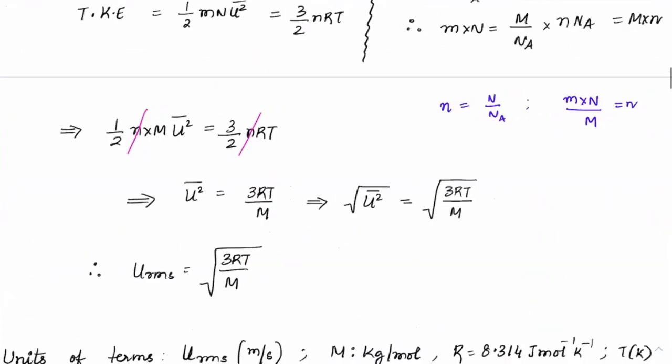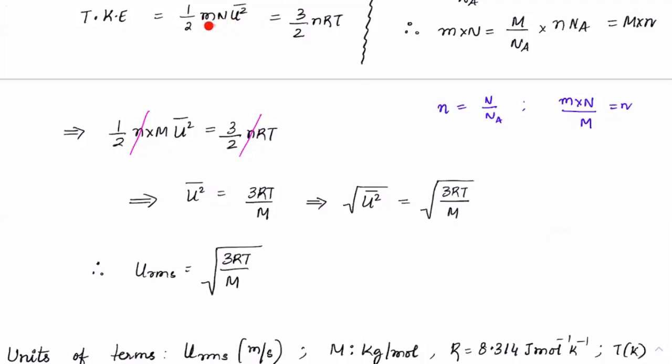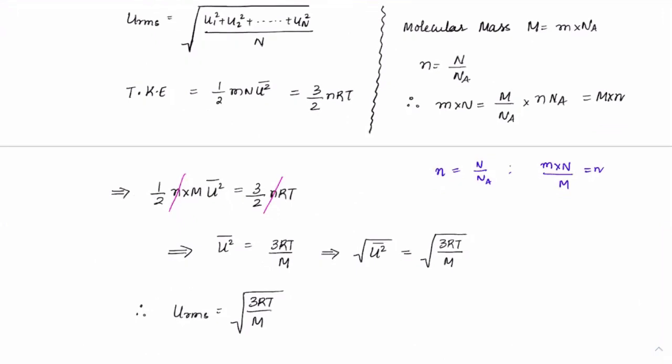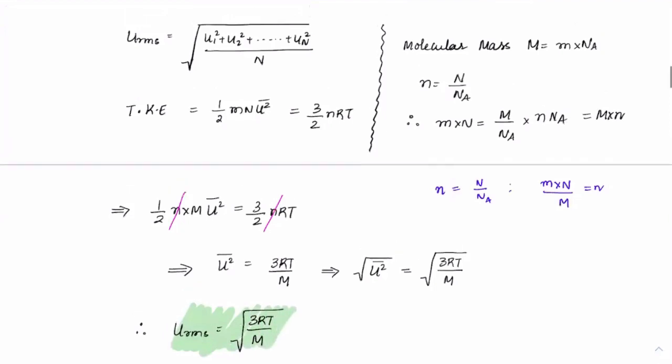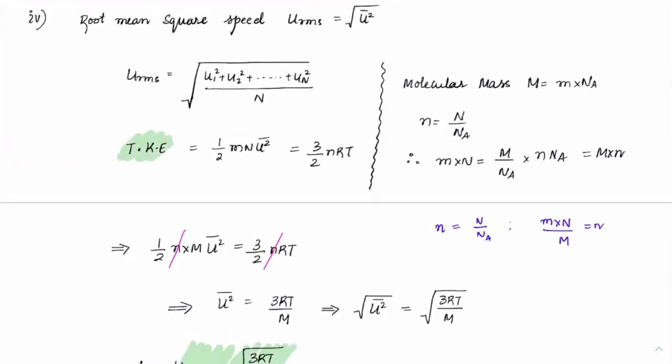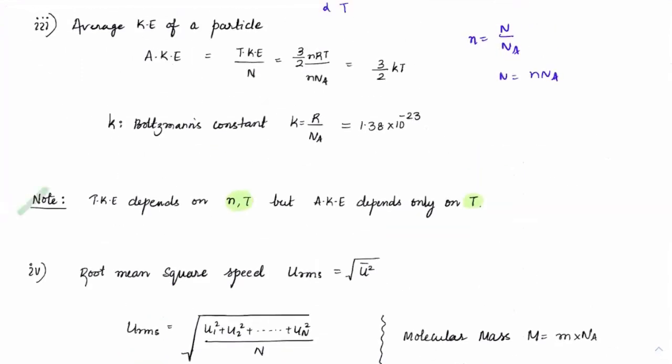So this m into n can be replaced by this M into n. If I replace that here, I'm writing it as n into M. So this n will get cancelled. So u RMS squared will be equal to 3 RT by M. And if you take the root of it, this is what we call the RMS speed, which we derived as root of 3 RT by M. So what are the takeaways from here? One is the RMS speed. Second thing is how to put total kinetic energy.